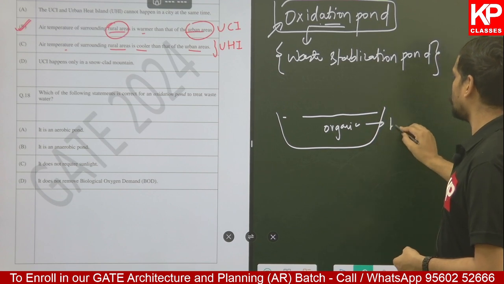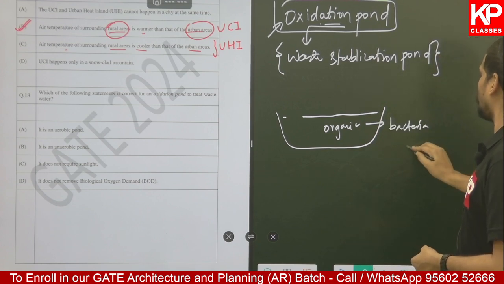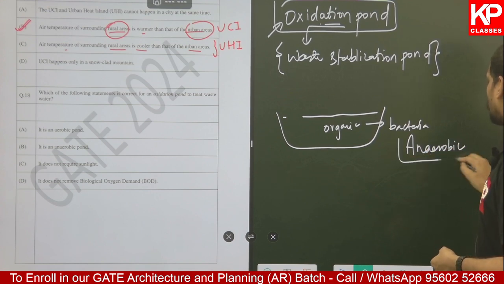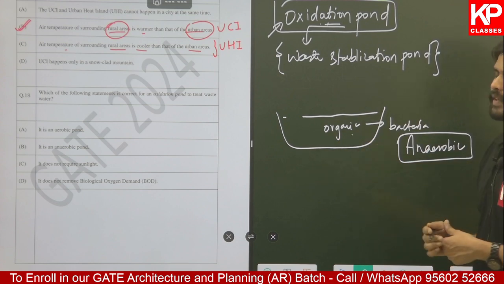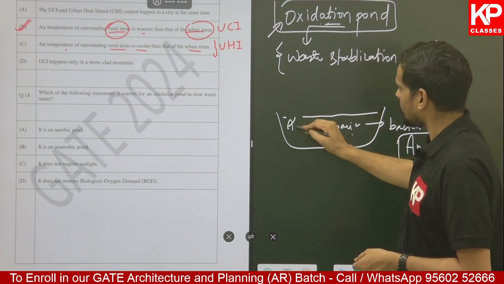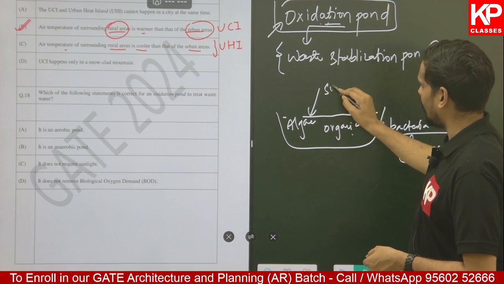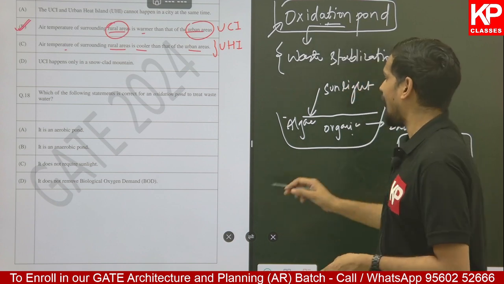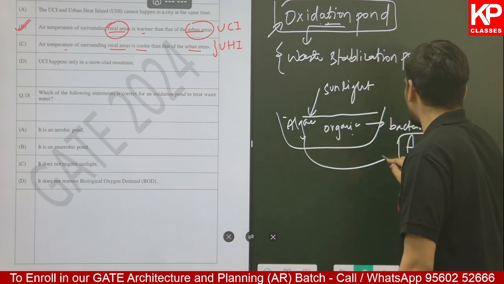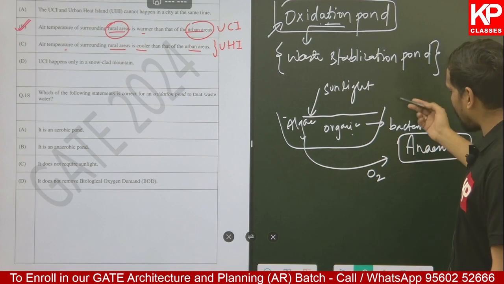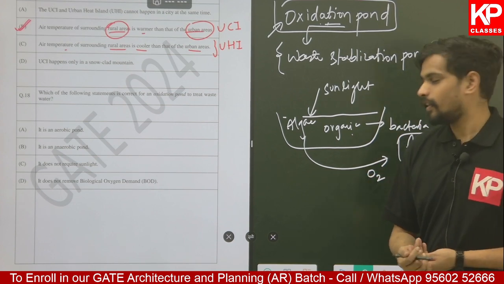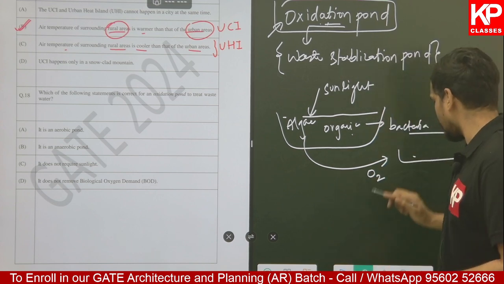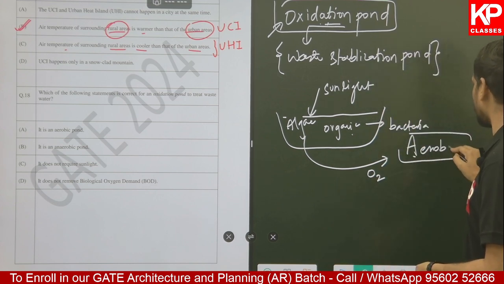Organic matter will be decomposed by the bacteria in an aerobic process, that is, in the presence of oxygen. It oxidizes the organic wastes, and also the algae present over here, in the presence of sunlight, will consume the inorganic components present and will produce oxygen, and that oxygen will further be consumed by the aerobic bacteria. I have written it as anaerobic over here by mistake; it is aerobic bacteria, that is, in the presence of oxygen.